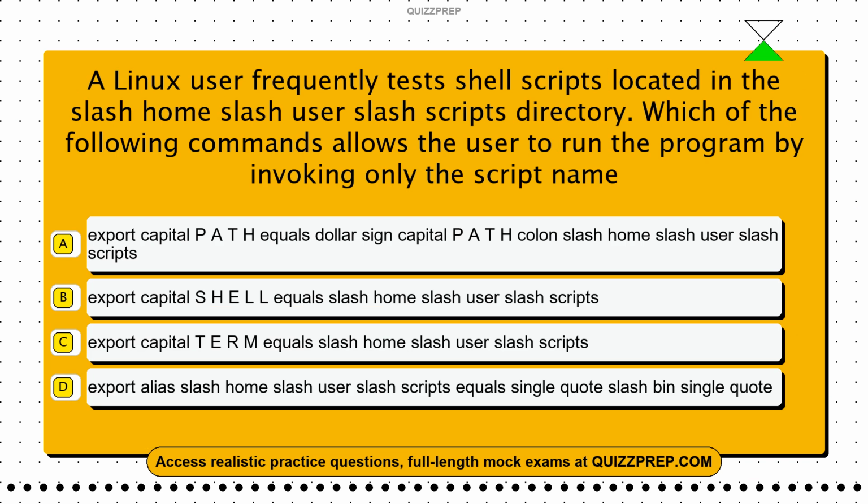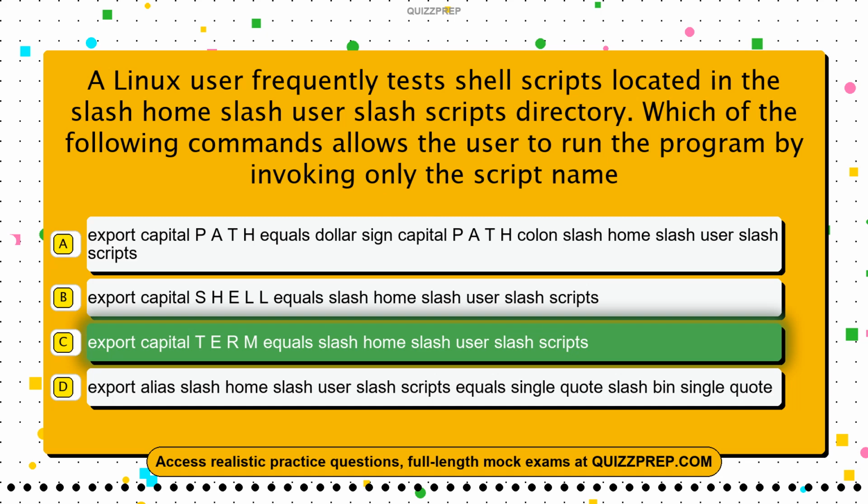Question 49. A Linux user frequently tests shell scripts located in the /home/user/scripts directory. Which of the following commands allows the user to run the program by invoking only the script name? Option A, export PATH=$PATH:/home/user/scripts. Option B, export SHELL=/home/user/scripts. Option C, export TERM=/home/user/scripts. Option D, export alias /home/user/scripts=/bin.